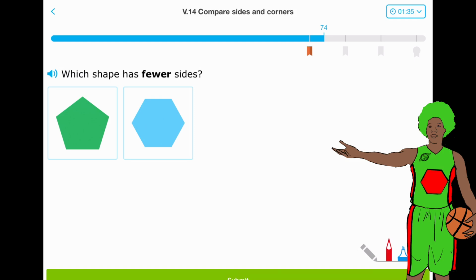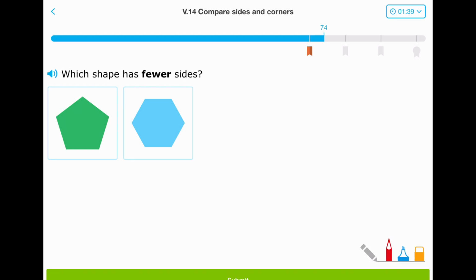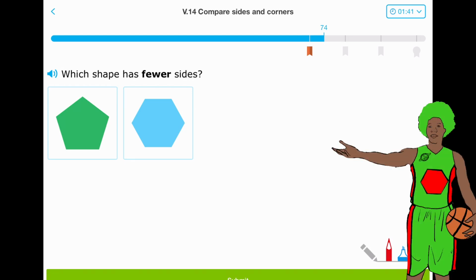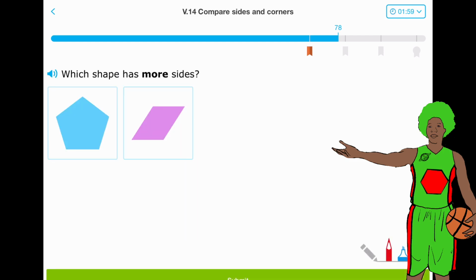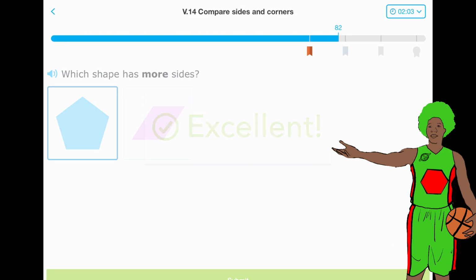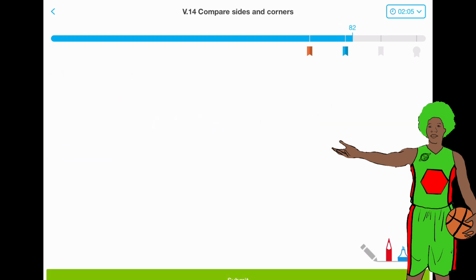Which shape has fewer sides? So, pause the video and give this one a go and see if you can answer this one all by yourself. Which shape has fewer sides? Looks like 1, 2, 3, 4, 5. 1, 2, 3, 4, 5, 6. So it would be the pentagon. Woohoo! Yes. Which shape has more sides? Easy. There we go. 82%, y'all.